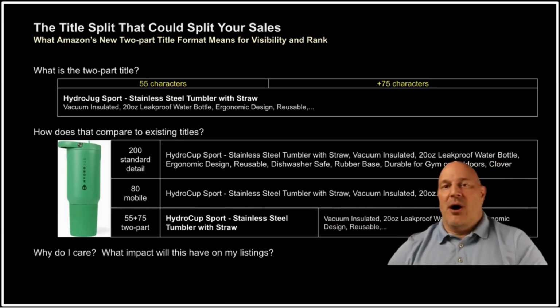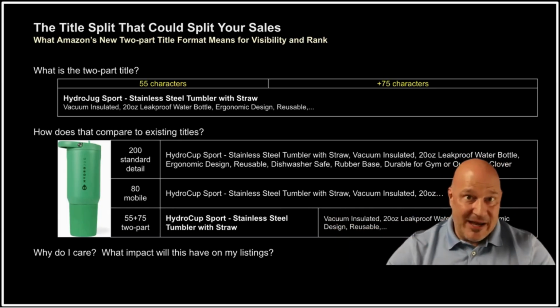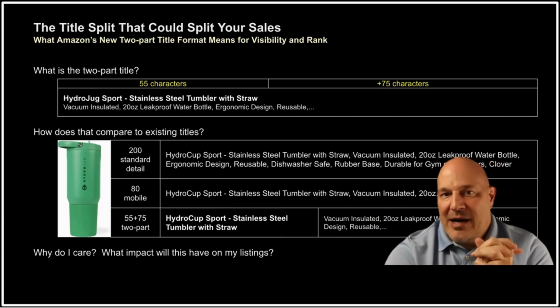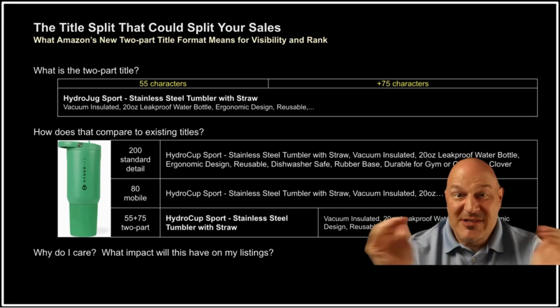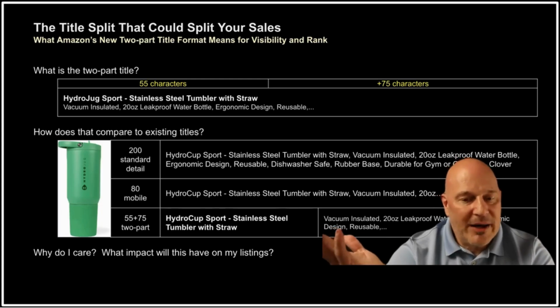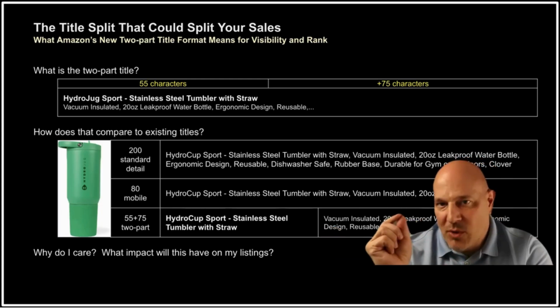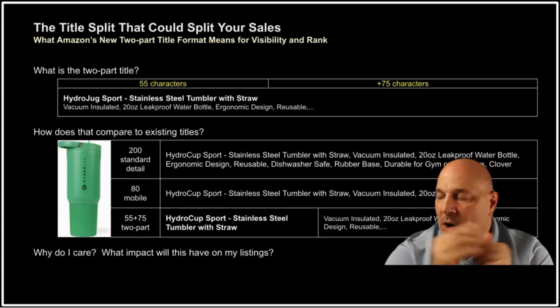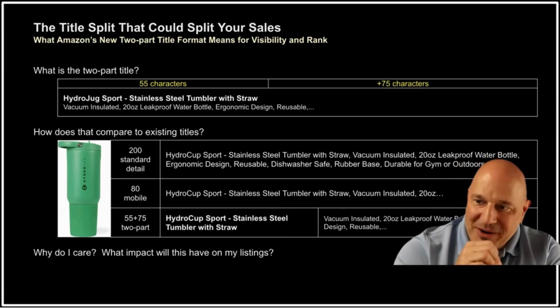Now, Amazon is playing this game of let's do a split title. Let's show prominently about a 55 character title, and then we'll show an additional 75 characters as a subtitle. That's a little bit better than mobile, but we haven't seen the mobile version of what this split title is going to look like. We've only seen the desktop version. So there are some things you want to prepare for.